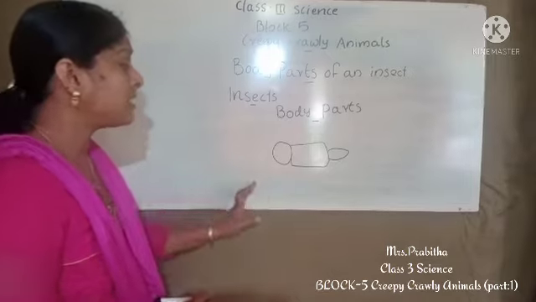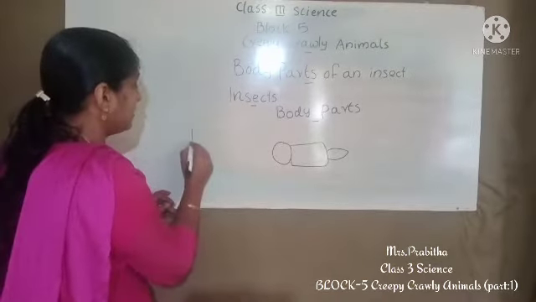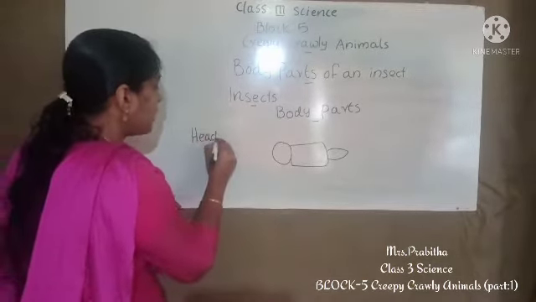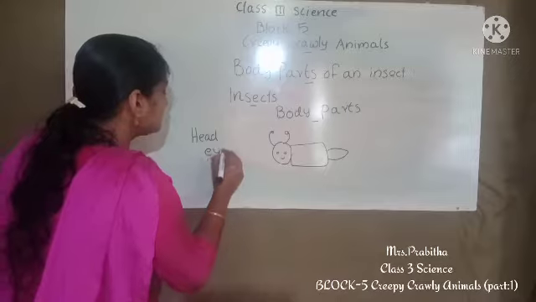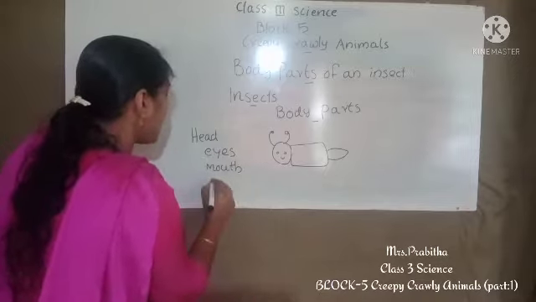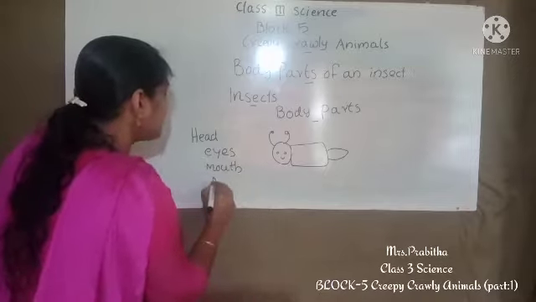Okay. So see children, the first part is the head. The head has eyes, mouth and 2 antennae.